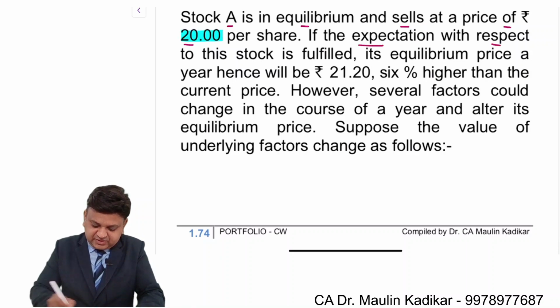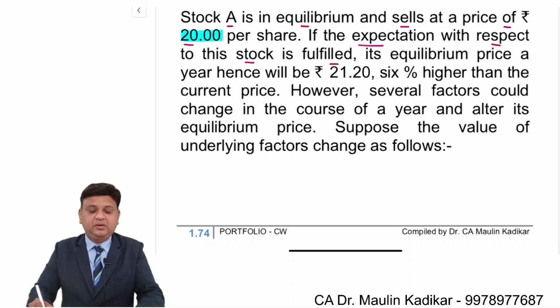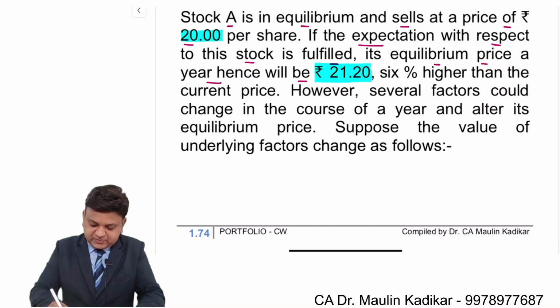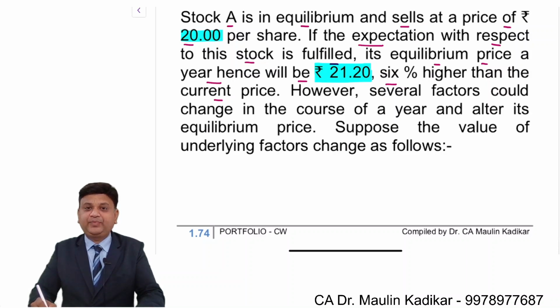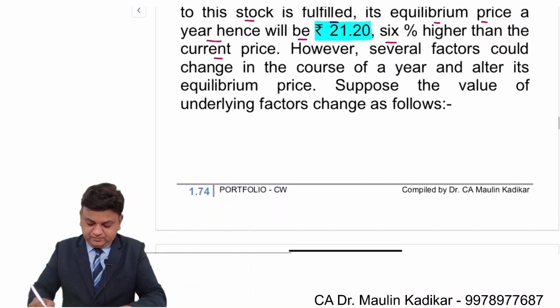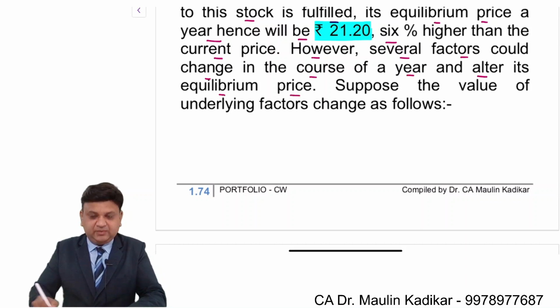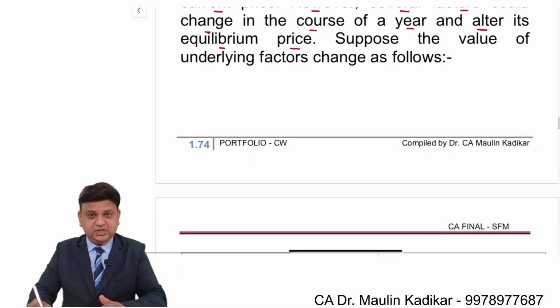If the expectation with respect to the stock is fulfilled, its equilibrium price a year hence will be rupees 21.20, 6% higher than the current price. So we are expecting that at the end of the year, the price will be 21.2. However, several factors could change in the course of a year and alter its equilibrium price. So there are a number of factors which are likely to change.